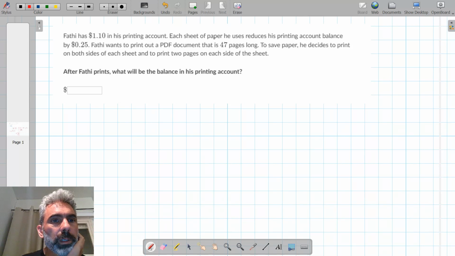Fathy has $1.10 in his printing account. Each sheet of paper he uses reduces his printing account balance by 25%. Fathy wants to print out a PDF document that is 47 pages long. To save paper, he decides to print on both sides of each sheet and to print 2 pages on each side of the sheet. After Fathy prints, what will be the balance in his printing account?